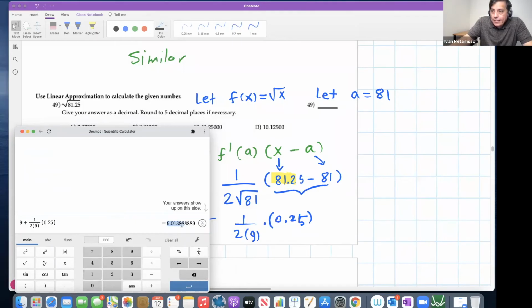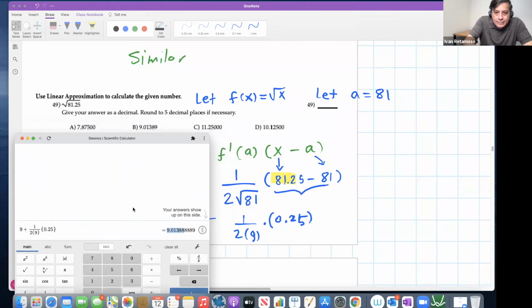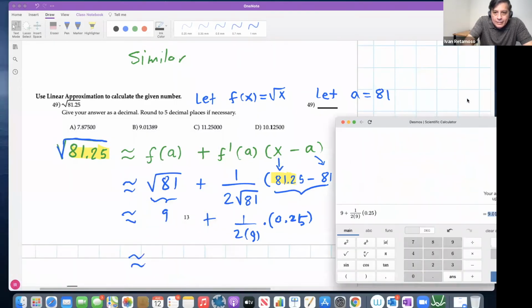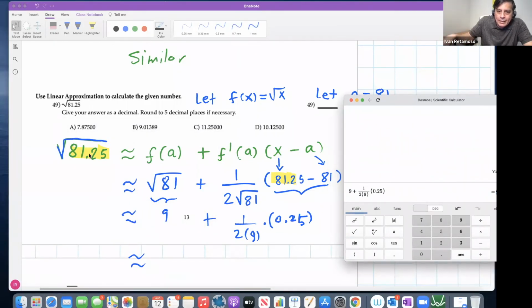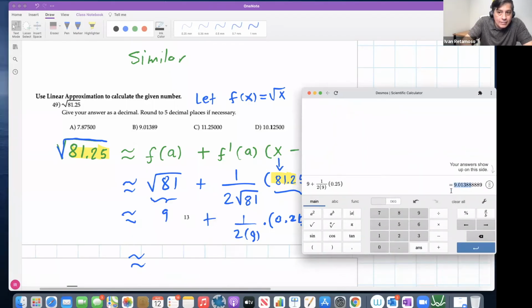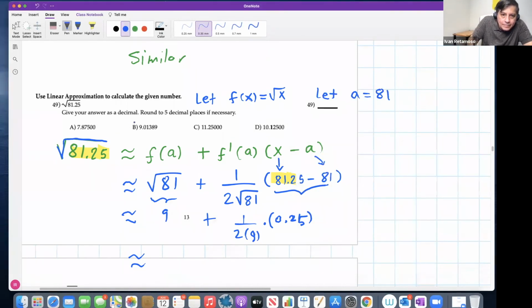Now, as extra advice, keep in mind that you are approximating this, and ask yourself, does this approximation look good? The actual value should be very close to 9. So this looks good. So it's here, in B. Very good, guys. So this guy.